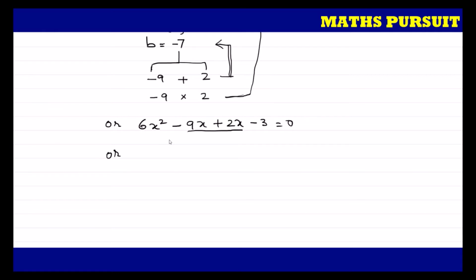Here we have 6x to the power 2 minus 9x. If I take 3x as common, I can write 2x, because 3x into 2x is 6x to the power 2, minus, and if I take 3x as common, I can easily write another 3 here.